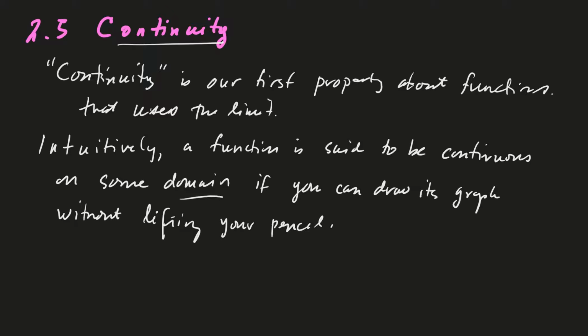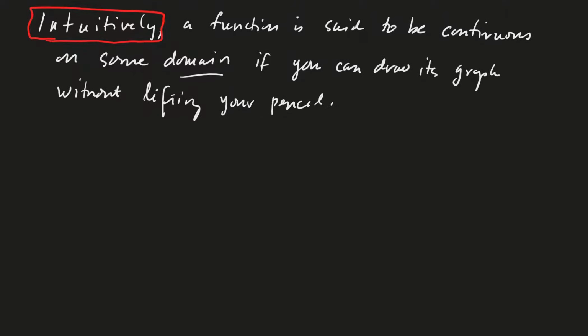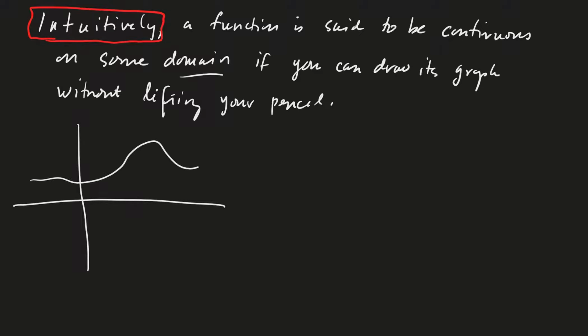Now I have to really emphasize that this is intuition. This is not how we're actually going to prove that something is continuous or not continuous, but you can use this as a general idea. Just as a couple of quick examples, this would be an example of a continuous function. This would be an example of a function that is not continuous here at 0.